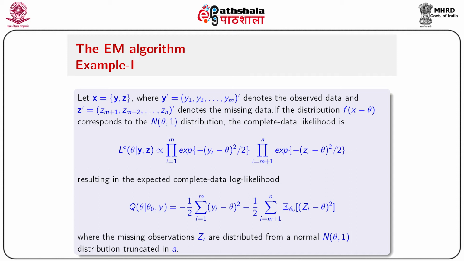I am using one example. Say x equals (y, z), where y equals (y1, y2, ..., ym) denotes the observed data, and z equals (z_{m+1}, z_{m+2}, ..., z_n) denotes the missing data. If the distribution of x given theta corresponds to a normal(theta, 1) distribution, the complete data likelihood can easily be shown to have this form. The first part is for the observed data and the second part corresponds to the missing data, resulting in the expected complete log likelihood Q(theta|theta0, y) equals minus 1/2 the sum for i=1 to m of (yi minus theta) squared, minus 1/2 the sum for i=m+1 to n of the expectation under theta0 of (zi minus theta) squared, where the missing observations zi are distributed from a normal(theta, 1) distribution truncated at a.